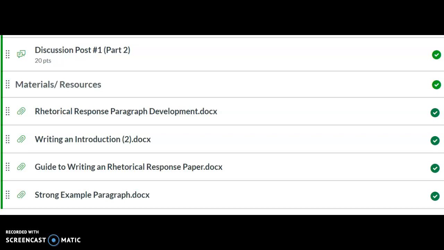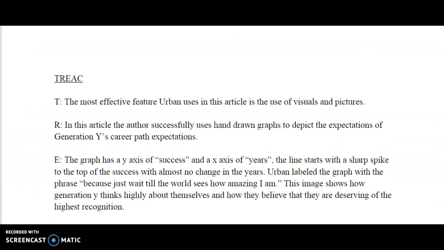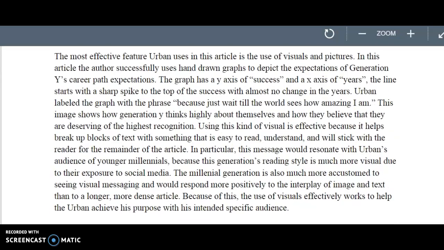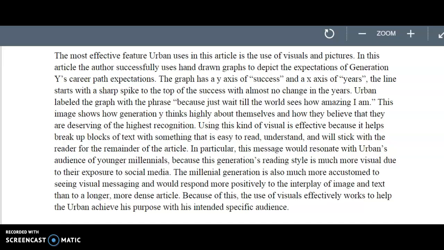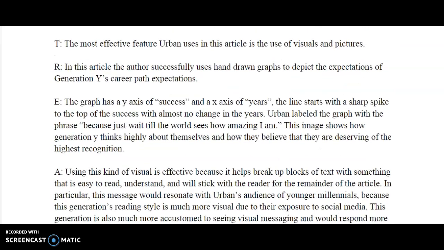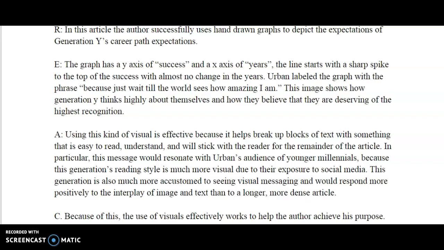Just as a reminder, I just took you through the writing and introduction and the rhetorical response paragraph development document. This document here, I'm not going to take you through because it is very similar to both. It just outlines the entire thing for you. Lastly, I want to call your attention to the strong body paragraph, because not only do I have a strong example for you, I've also broken down this example so that you can see how it fits into that triac structure.